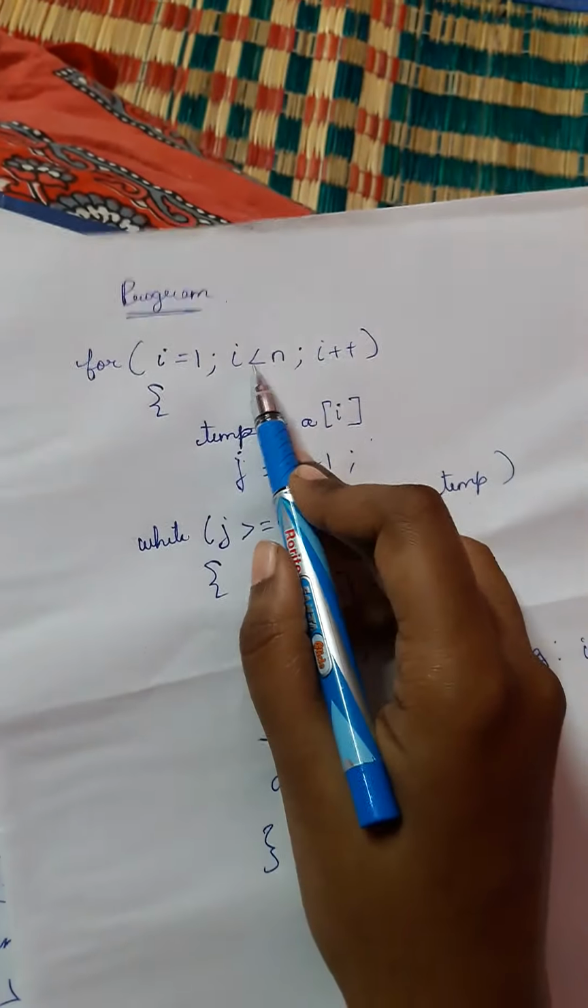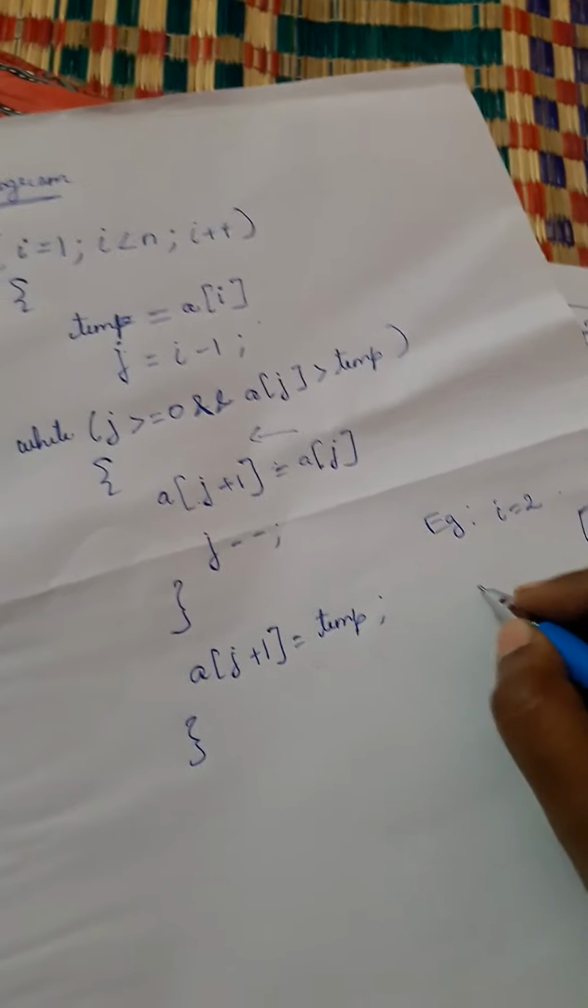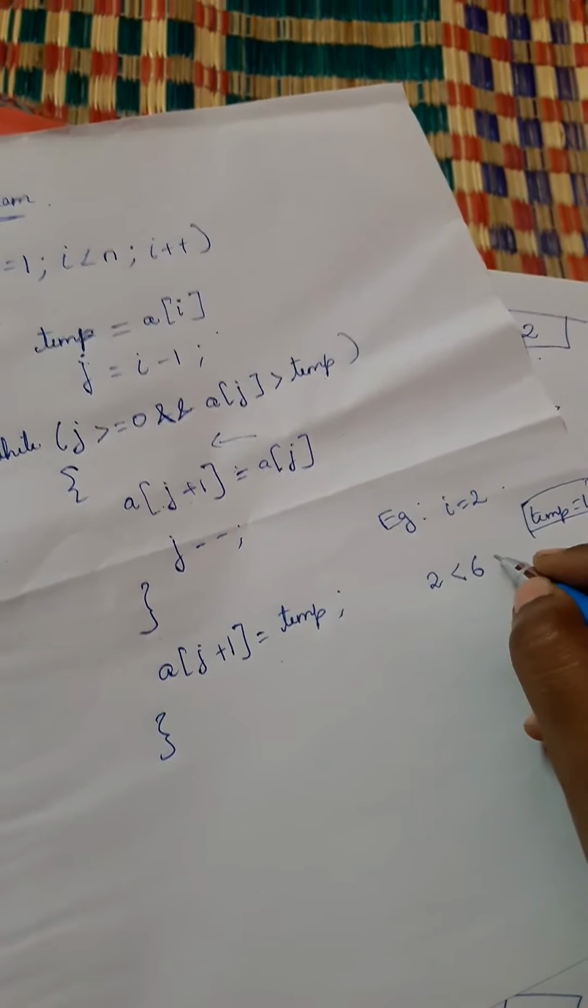Now, I less than n. What is the value of I? I is now 2, and 2 is less than n, which is 6 elements in the array. So this condition is true, and I will increment with I plus plus. Now I am entering this loop. Temp is equal to A of I, so the value of temp is 10. A of I at position 2 holds the temp value, so that value is there at the current position.